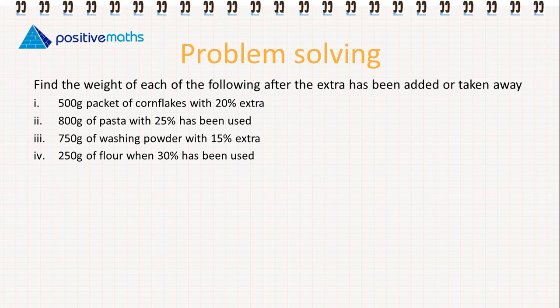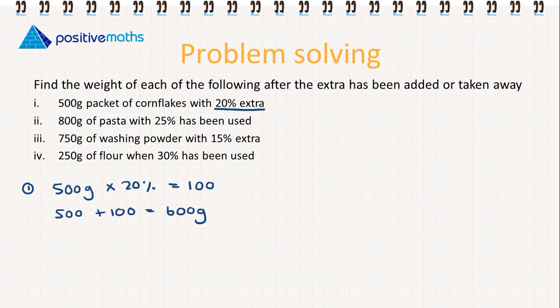Okay, more problem solving. We want to find the weight of each of the following after the extra has been added or taken away. So, part 1, 500 gram packet of cornflakes with 20% extra. So again, first step is finding our percentage. The next step is adding it on because it's extra. So 500 grams multiplied by 20%. So that's 100. And we're adding it on. So 20% extra will give us a total of 600 grams.